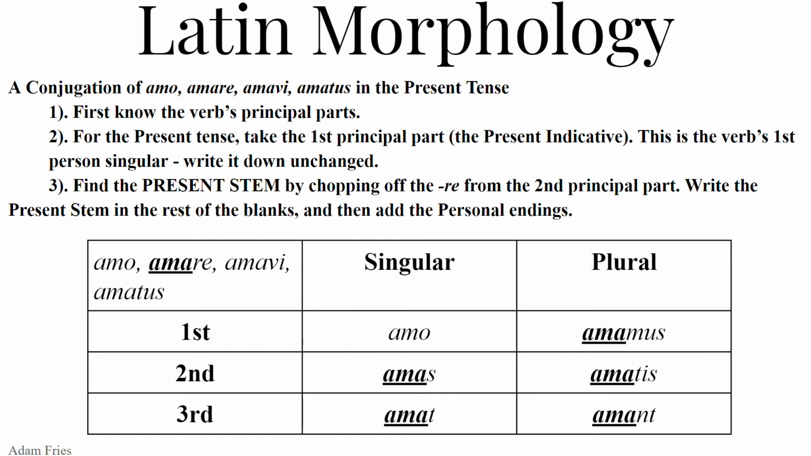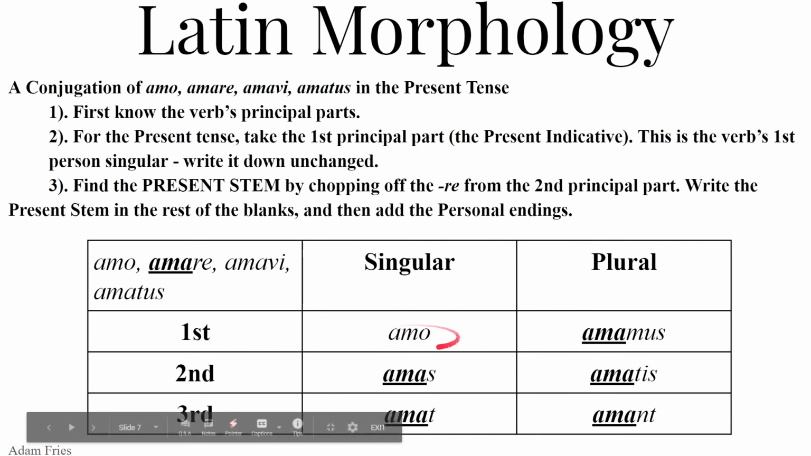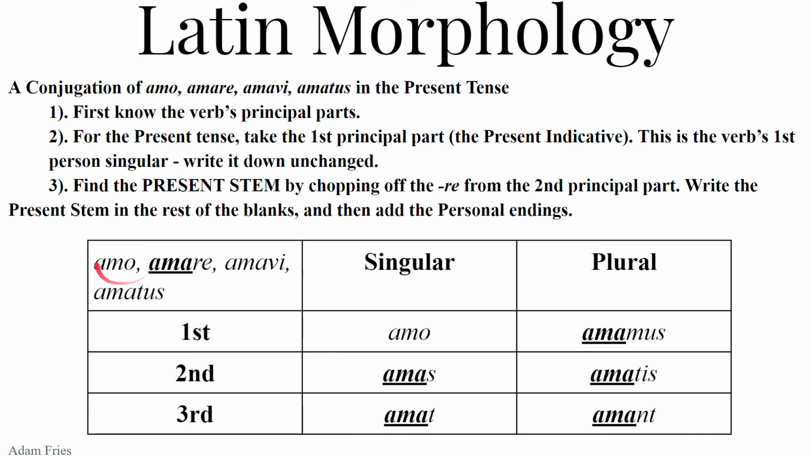First, you must know the verb's principal parts, like amo, amare, amavi, amatus. For the present tense, you take that verb's first principal part, that is the present indicative, so amo. This is the verb's first person singular, so write it down unchanged. That's his only job. So amo, amare, amavi, amatus. Amo, write that down, first person singular.